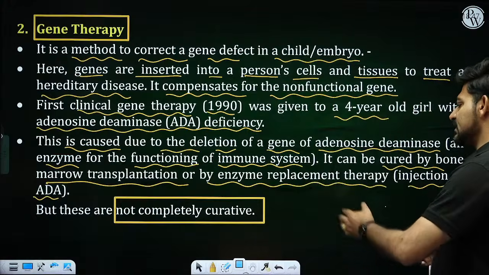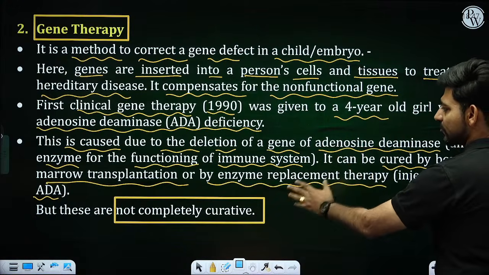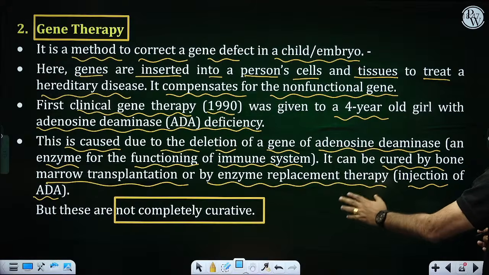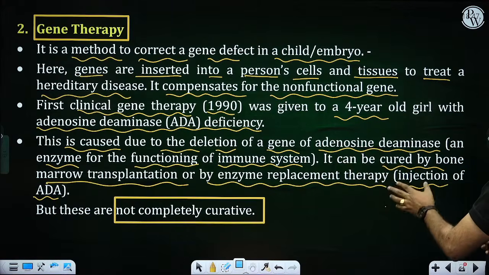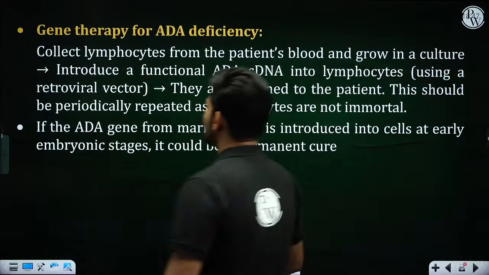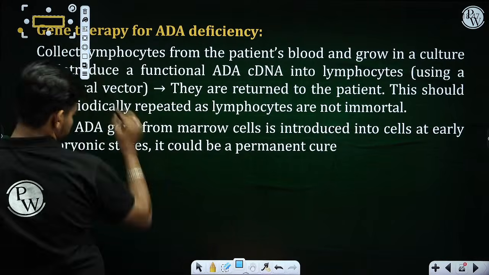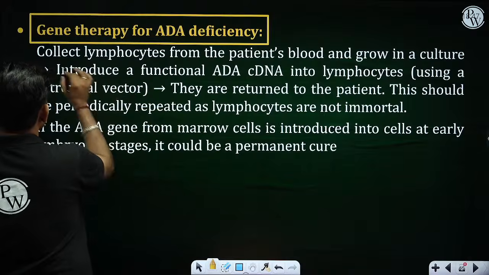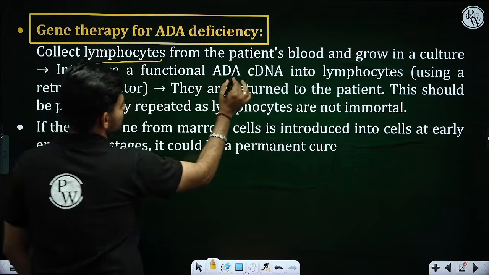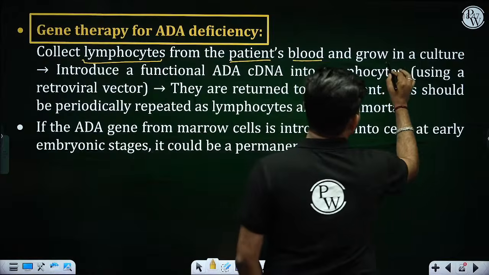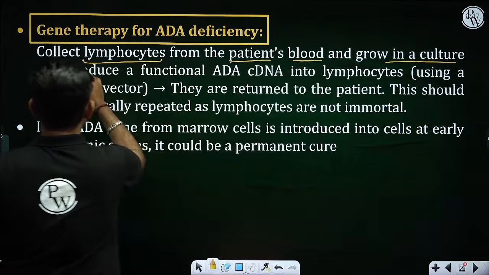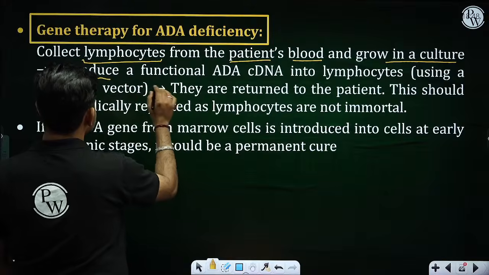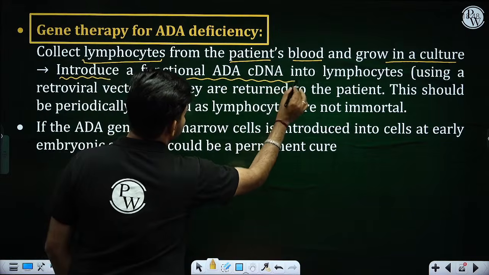So, that's why we won't go with these two processes. We won't be going with bone marrow transplantation, or with enzyme replacement therapy. Rather, we have to go for direct gene therapy for this particular deficiency. For that, you have to collect lymphocytes from the patient's blood. You have to grow them in a culture medium, and to those cultured lymphocytes, those cultured T cells or B cells, you can introduce the functional ADA complementary DNA.